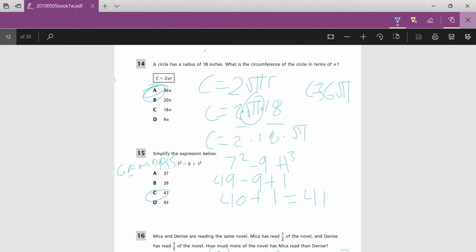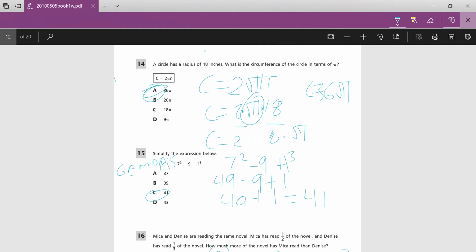R is radius. So R is radius, and I'm sorry if my mic keeps cutting in and out, but R equals radius. So we have a radius of 18 inches. So when we substitute it back into the formula, we have C equals 2 pi times 18.